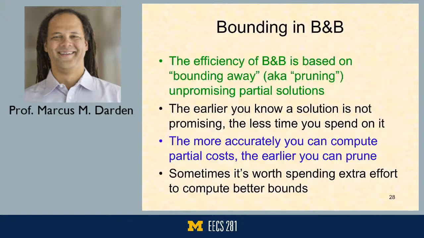Which means if I'm going to take some time to do that, I definitely would spend linear time to prevent doing factorial work. I would spend quadratic time to prevent doing factorial work. I would even spend cubic time without batting an eye if it allowed me to prevent doing factorial work. Right? So that's what it's saying here. It's worth spending extra effort to compute better bounds.